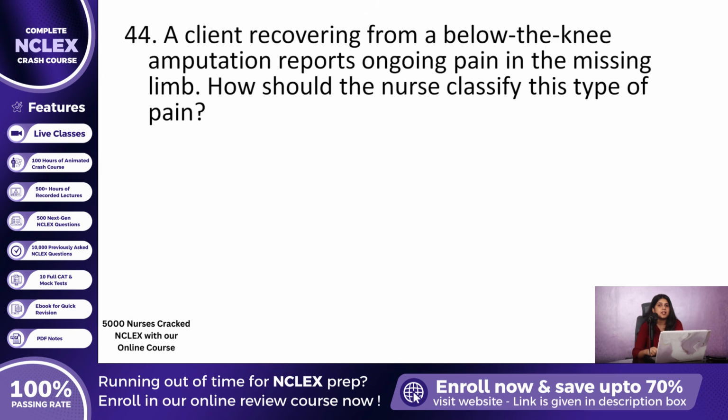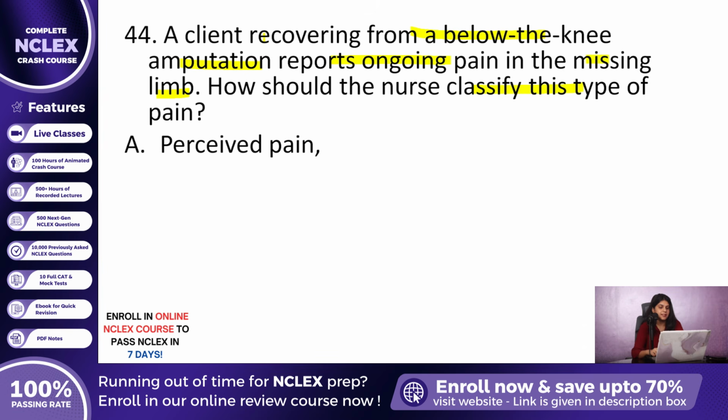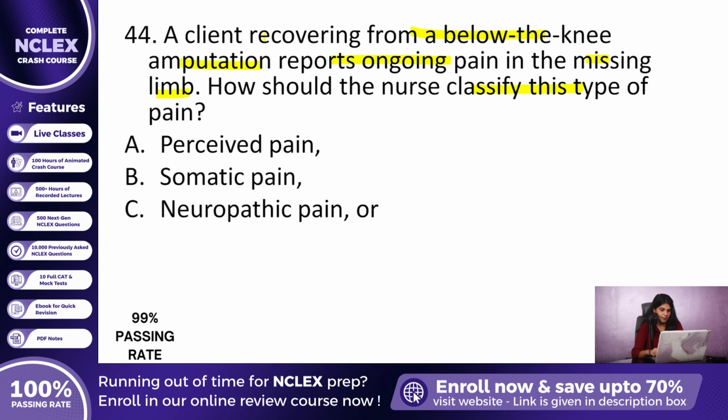Shifting to pain assessment in post-operative care, question 44 presents. A client recovering from a below-the-knee amputation reports ongoing pain in the missing limb. How should the nurse classify this type of pain? The options are A. Perceived pain, B. Somatic pain, C. Neuropathic pain, or D. Nociceptive pain. The correct answer is option C.